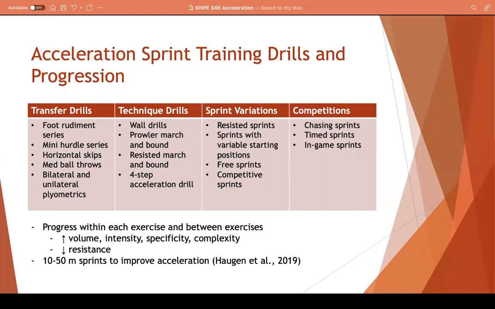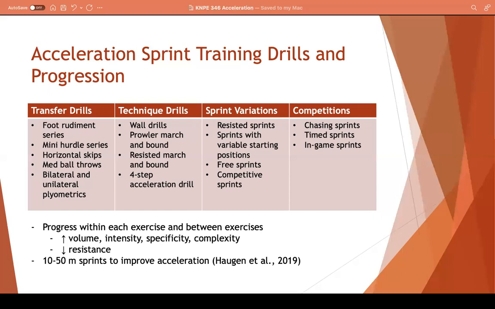With regards to progression of exercises, over training weeks, volume, intensity, specificity, and complexity of training can be increased, while the resistance can be decreased, such as moving from band-resisted sprints to free sprints. For example, sets or distance can increase, difficulty of movement can increase, as well as specificity to sport. It is important to begin with simple, low-intensity exercises, and then progress to harder, more complex, more intensive exercises once the technique is hammered down.